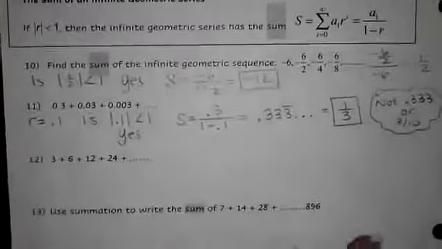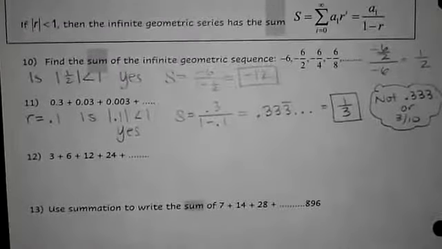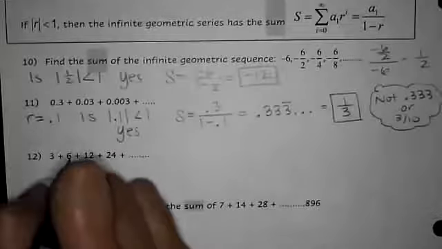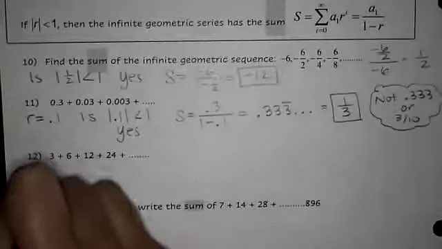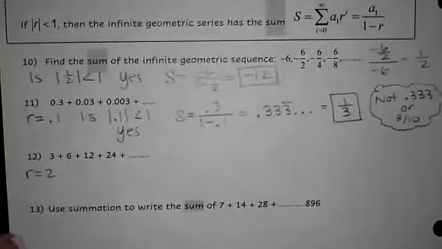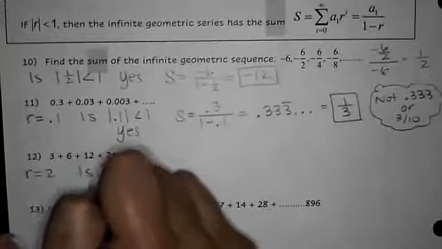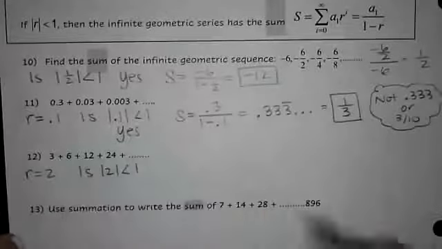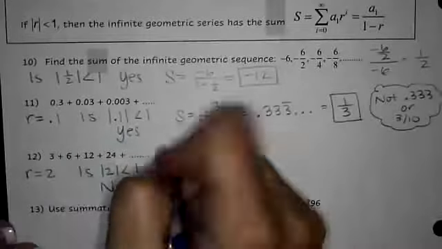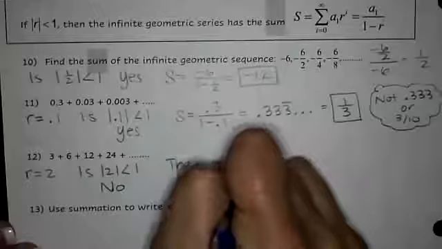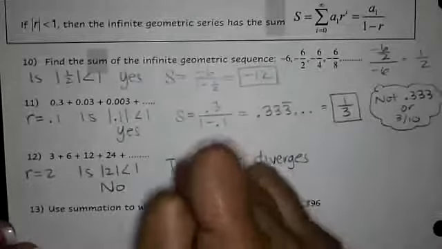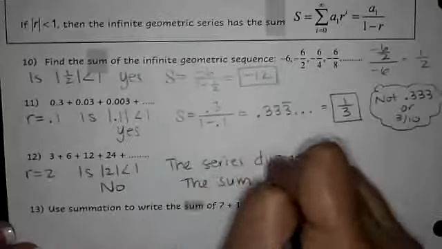All right, for number 12 here, we have 3 plus 6 plus 12 plus 24. If you think about these, our ratio would be 2. 6 divided by 3, 12 divided by 6, 24 divided by 12. So we ask ourselves, is 2 less than 1? The answer is no. So we say the series diverges. So the sum does not exist.